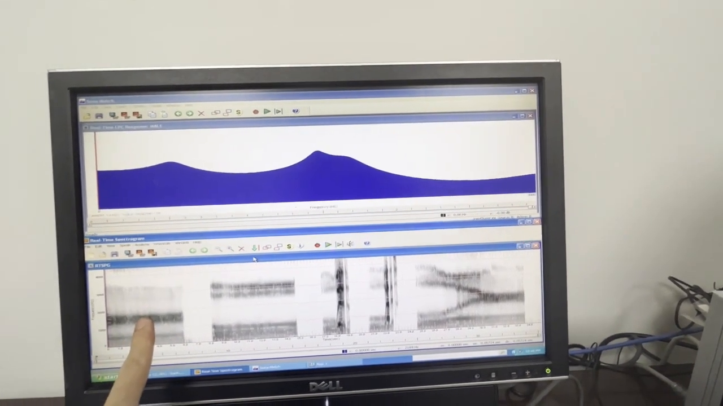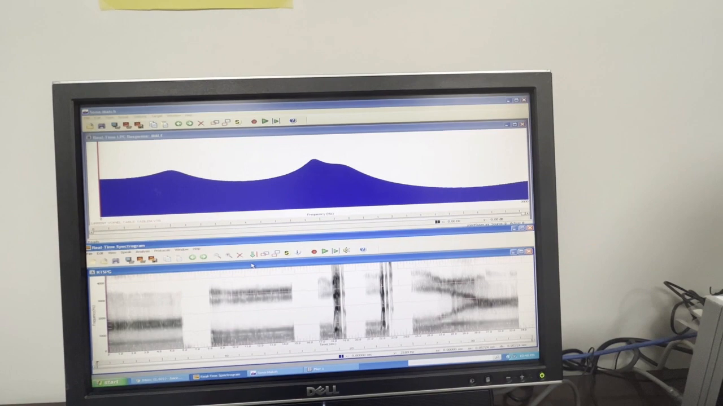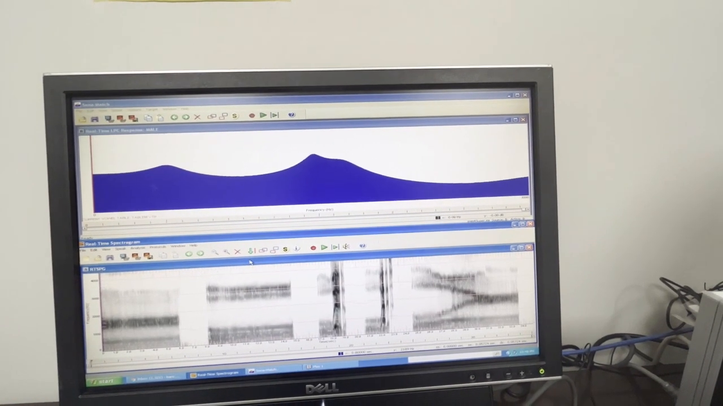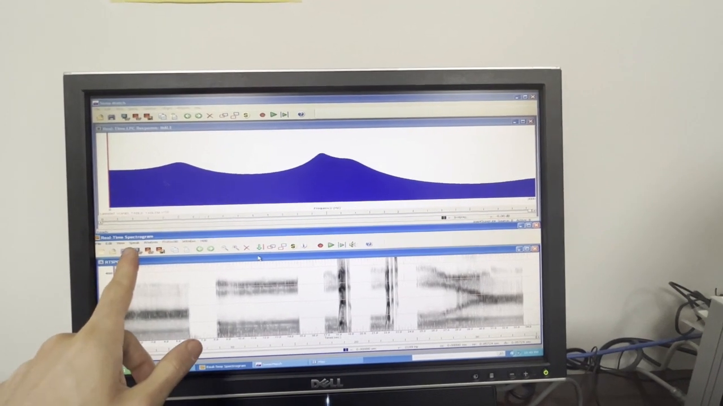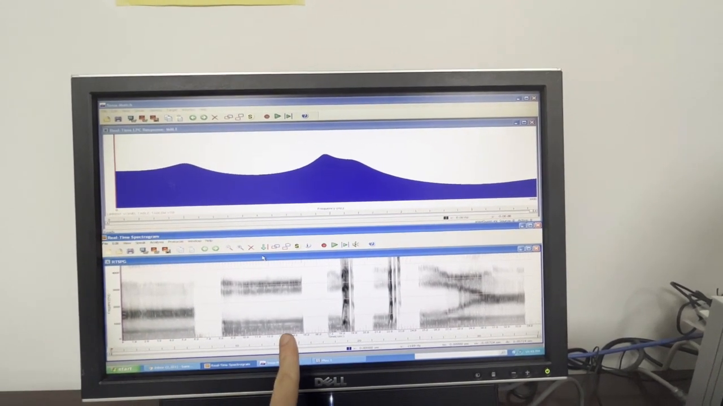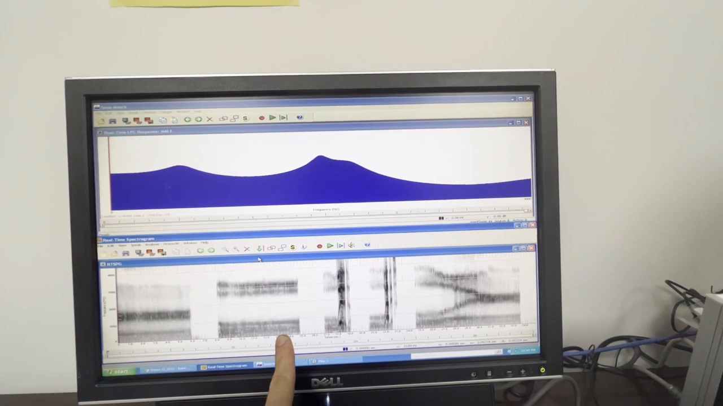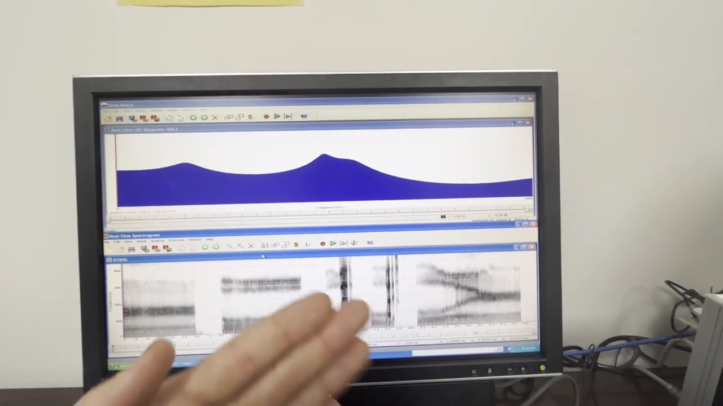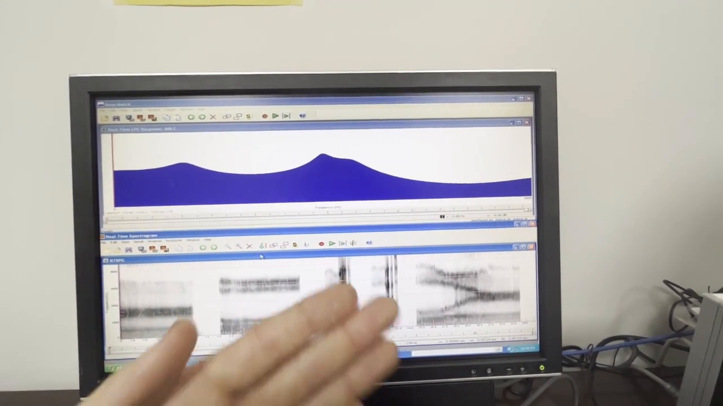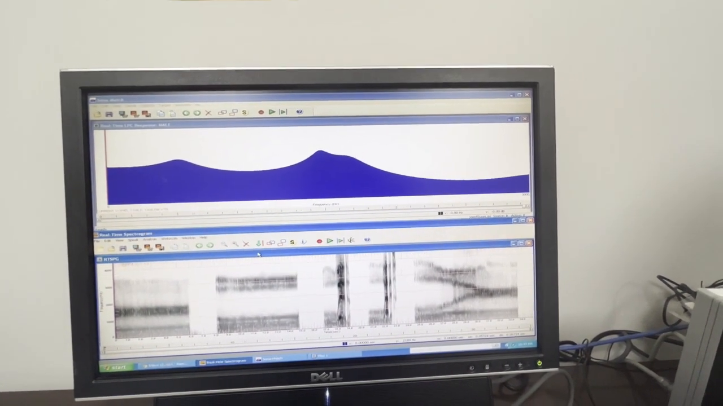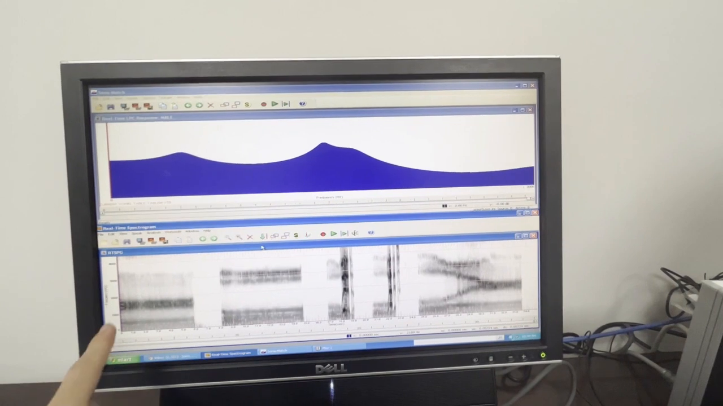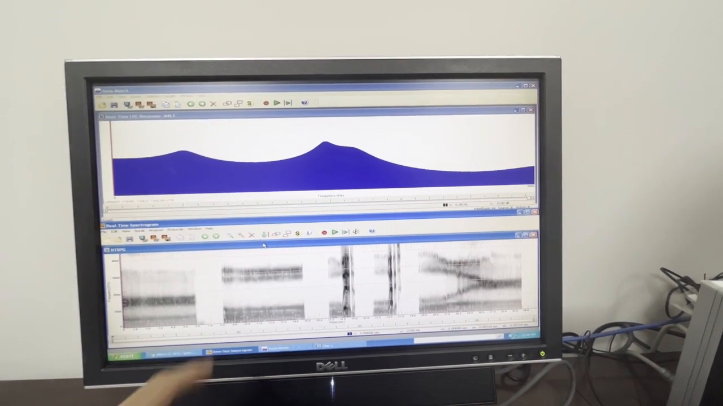A spectrogram is a visual representation of the frequencies in an acoustic signal over time, where the y-axis is frequency and the x-axis is time, and there's an additional dimension representing the amplitude in the form of gradations of darkness. That additional dimension is what allows us to see formants as dark horizontal bands.